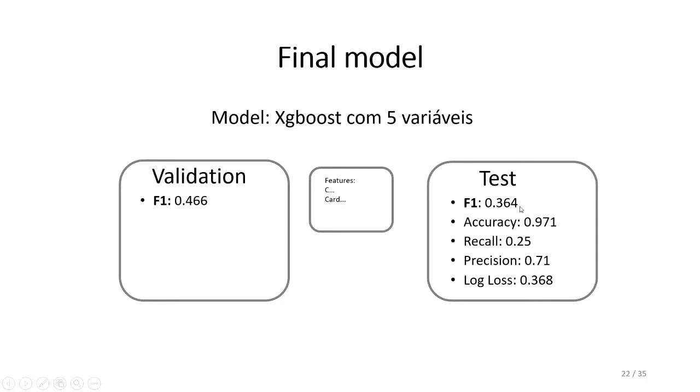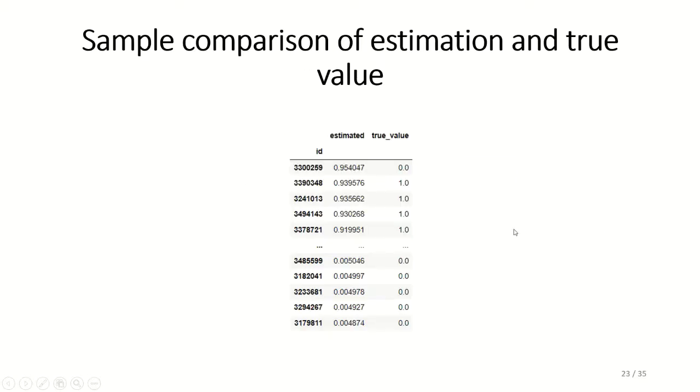Maybe I got some overfitting. I will need to check later. And accuracy, well, we are not interested in accuracy. It's misleading in this case because of imbalance. But these are the other metrics that we got: the recall, the precision, the logarithmic loss.